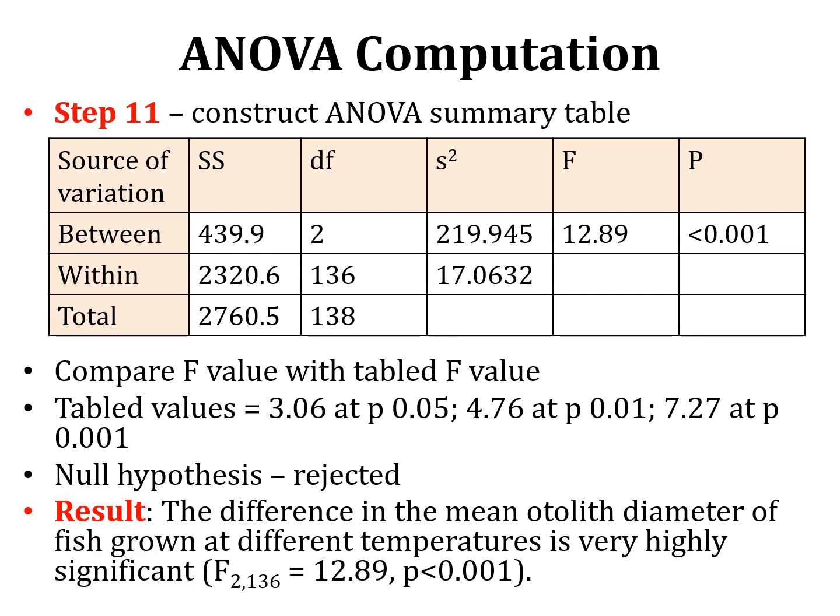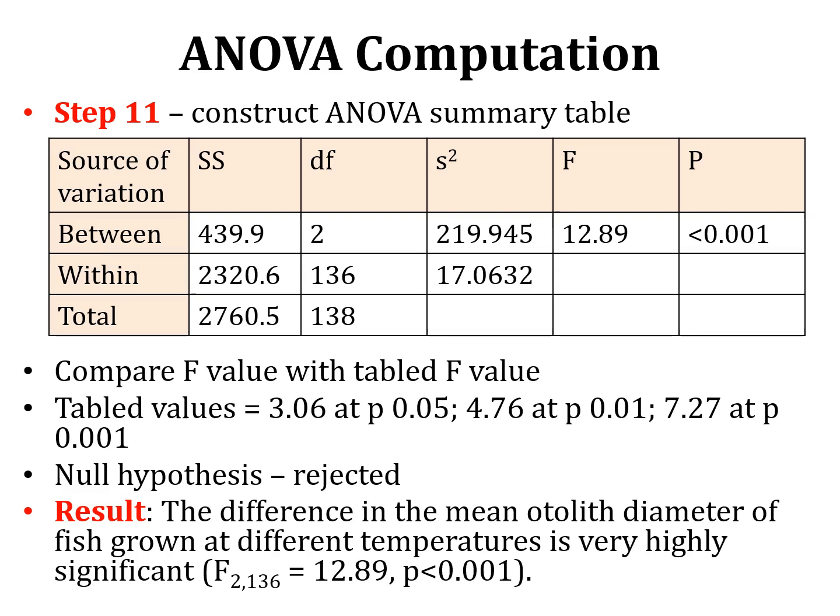Now we are going to state the result, and the result is that the difference in the mean otolith diameter of fish grown at different temperatures is very highly significant, right? So the F value is 12.89 and probability is less than 0.001. Now remember, whenever we state the results of ANOVA, we have to state the F value, along with information about the degrees of freedom against which we have taken that F value. The degrees of freedom in this case are 2 for between and 136 for within.